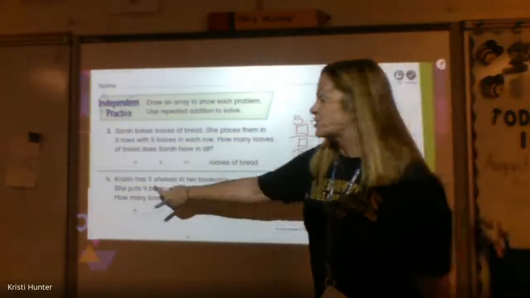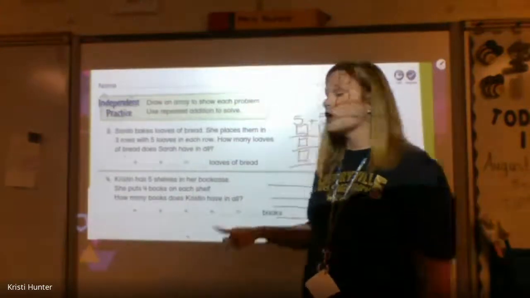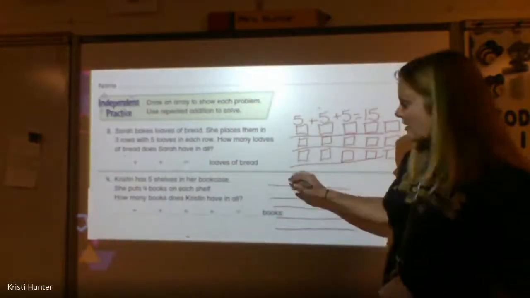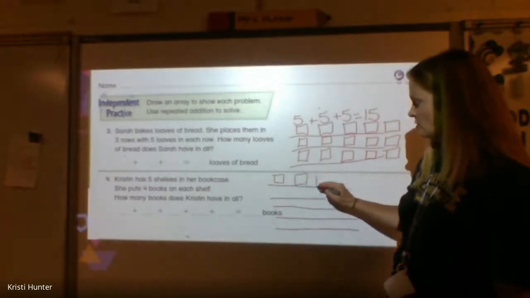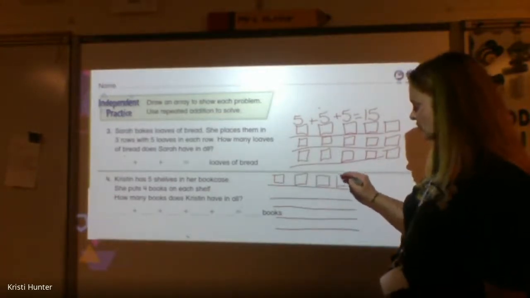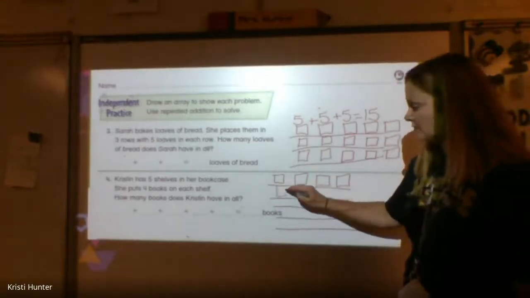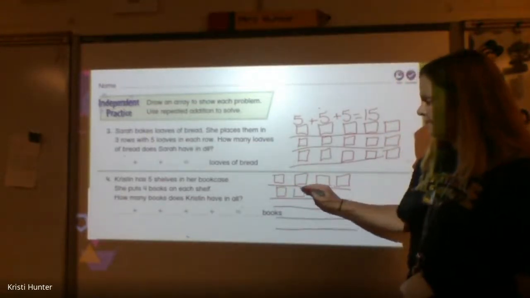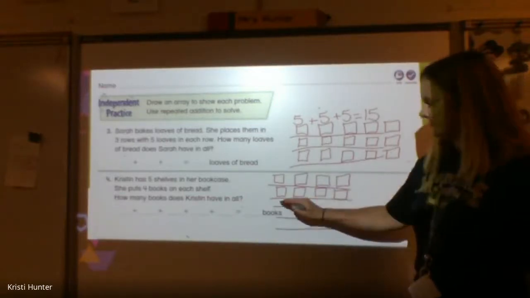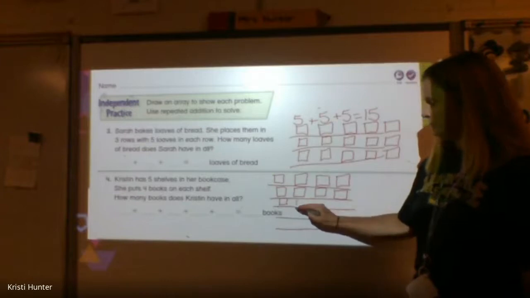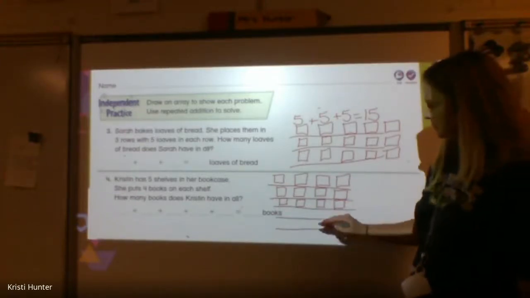All right, it says she puts 4 books on each shelf. So you're going to draw your 4 books on each shelf to make your array. So 1, 2, 3, 4 on the first shelf, and then keep drawing on all of your shelves. 4 books on each shelf. Woo, she has a lot of books.